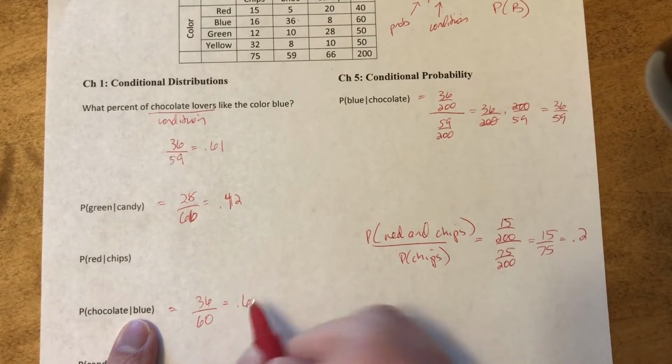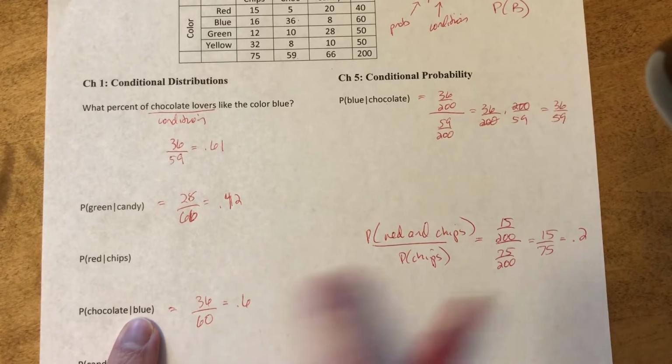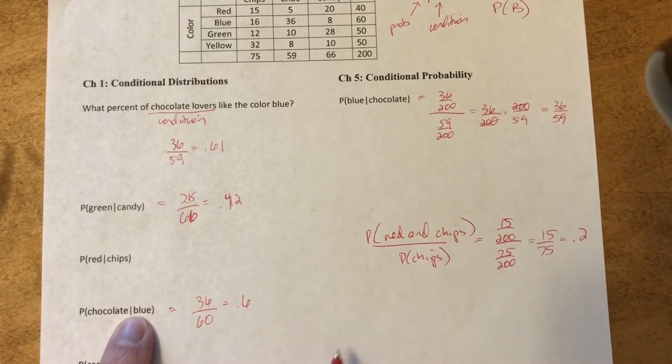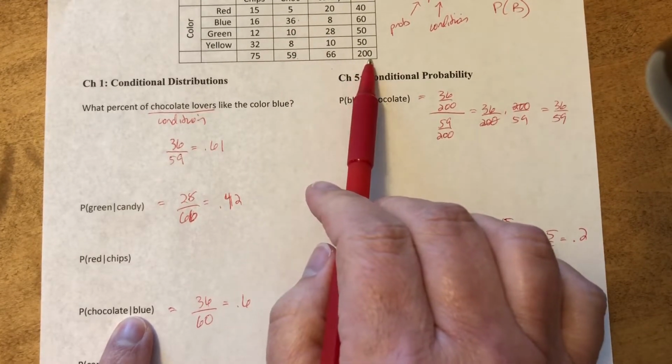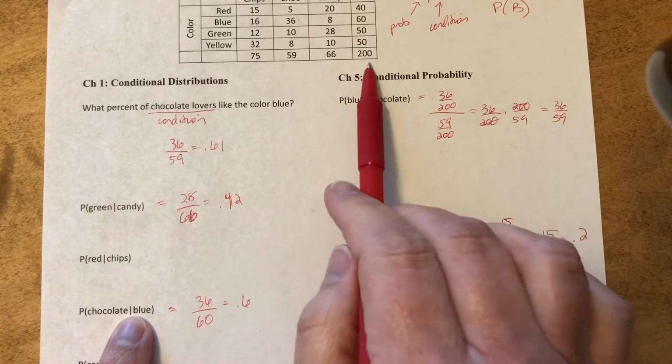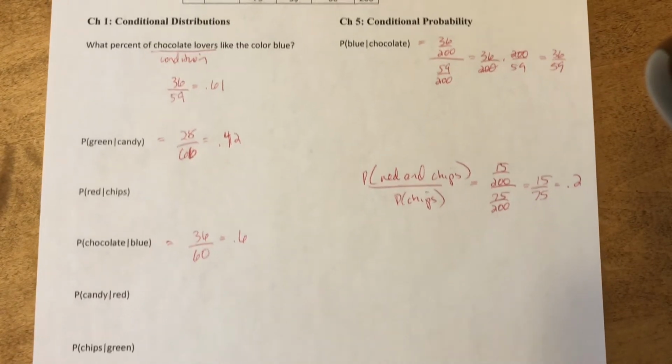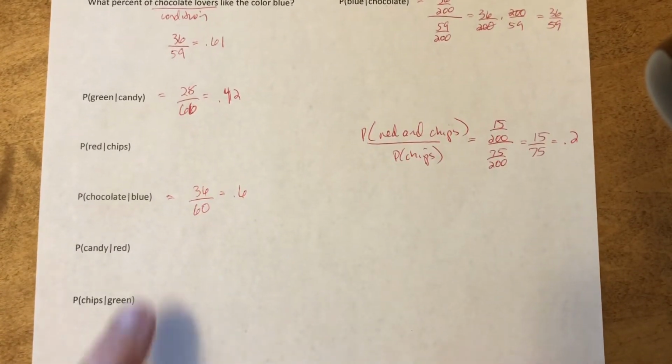Okay. So again, same thing as this, because chocolate and blue is 36 out of 200, and blue is just 60 out of 200. Okay. All right, let's do two more. No, I can't see the table anymore.